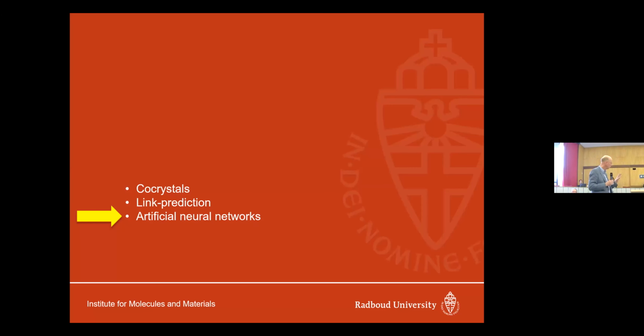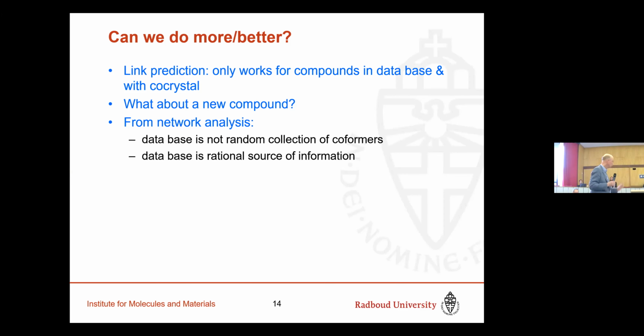Okay, that was link prediction. So now let's switch to artificial neural networks, the topic of this afternoon, after all. Now, this is all nice and useful, but this obviously only works if you know something about the crystal, if it's part of a database. Now, suppose you have a new molecule, then what? Well, link prediction is not going to help you there. And this is where artificial neural networks could help you.